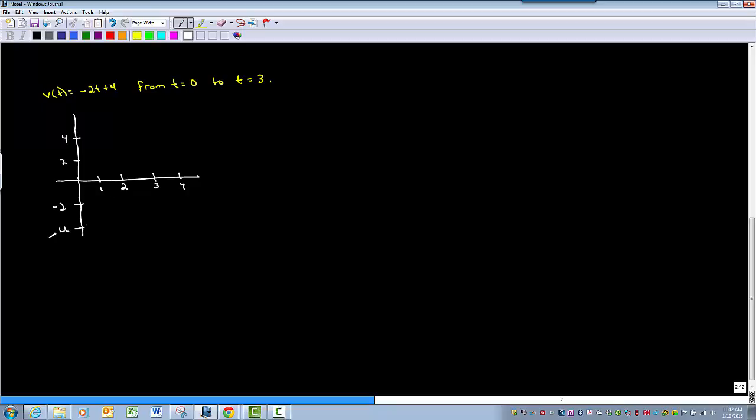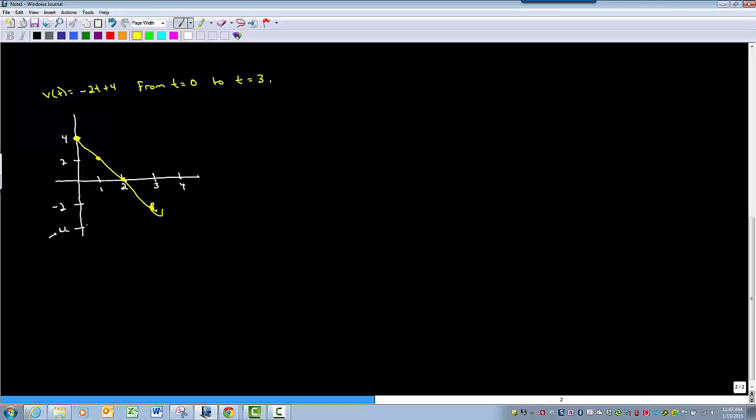So our velocity function starts at a height of 4, and then it goes down 2 over 1, down 2 over 1, down 2 over 1. Close enough. It's not easy to draw a straight line with this tablet, so you just have to bear with me. Now the area underneath here describes our displacement, and also the distance traveled. Now, but watch.